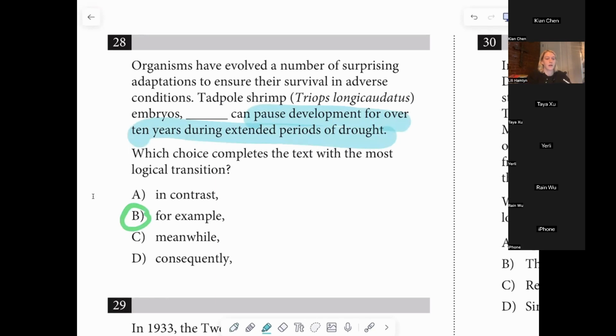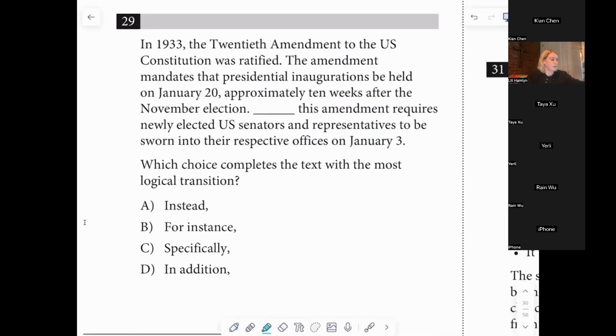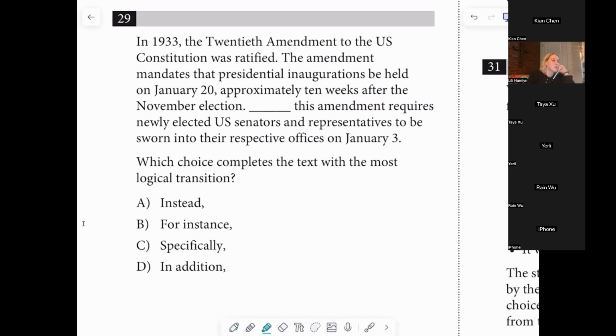Let's have a look at number 29. In 1933, the 20th Amendment to the US Constitution was ratified. The amendment mandates that presidential inaugurations be held on January 20th, approximately 10 weeks after the November election. Blank, this amendment requires newly elected US senators and representatives to be sworn into their respective offices on January 3rd. What's the relationship? And what's the word? And what's the answer, rather?